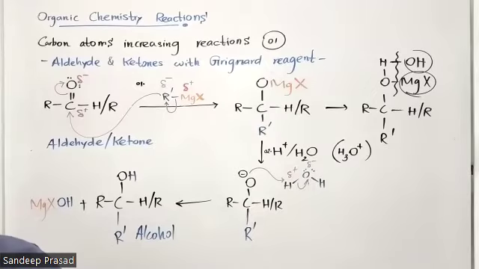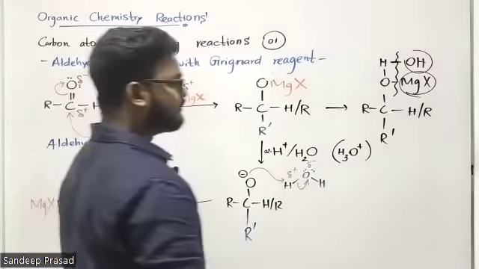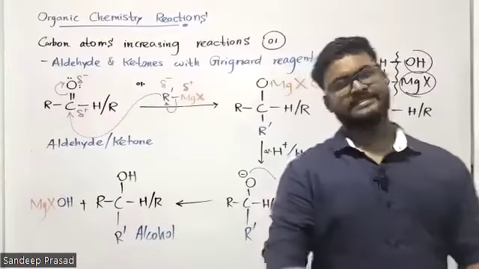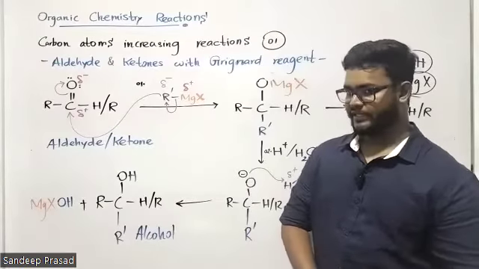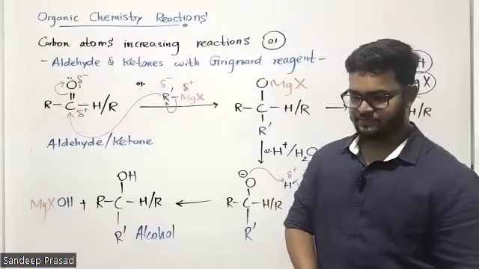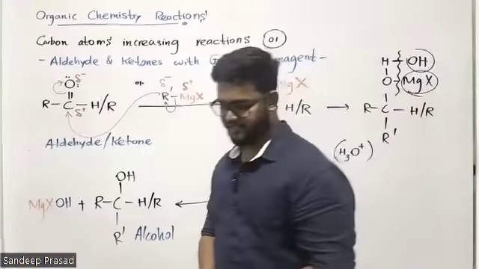Is the arrowhead always from the negatively charged species to the positive? Negatively charged to positive, we can say like this. Electron rich area to electron poor area. Can you understand? Electron rich area to electron poor area. That is the best way to tell that.